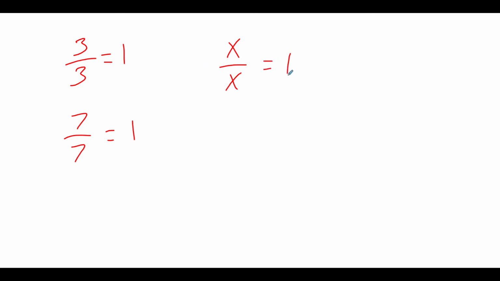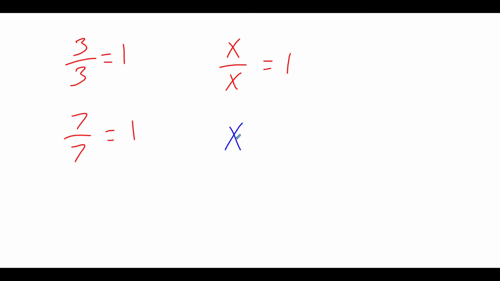Now we're going to show why this works using the quotient rule, but first I want to look at just a couple of fractions. Let's say we were taking 3 and dividing it by 3. Well, if you take a number and divide it by itself, the answer you get is 1. If we took 7 divided by 7, we get 1. If we took x and divided it by x, if we're taking something and dividing it by itself, we're going to get 1 as the answer.